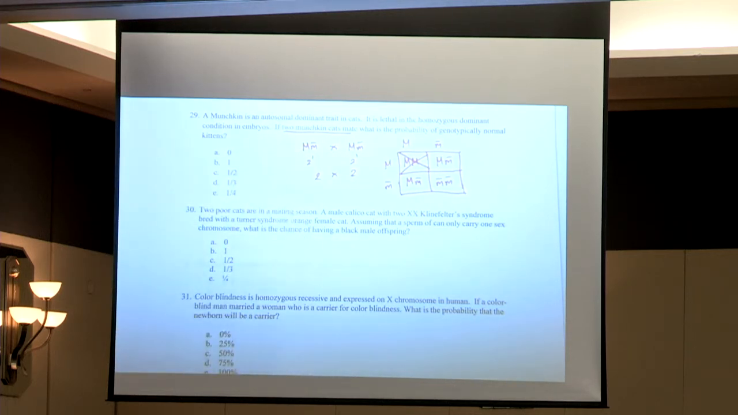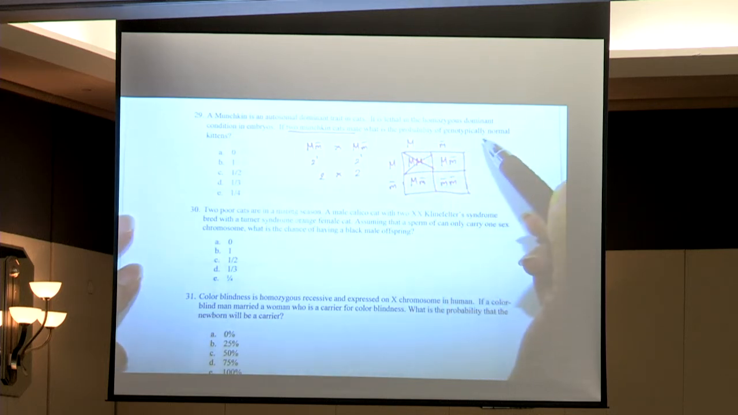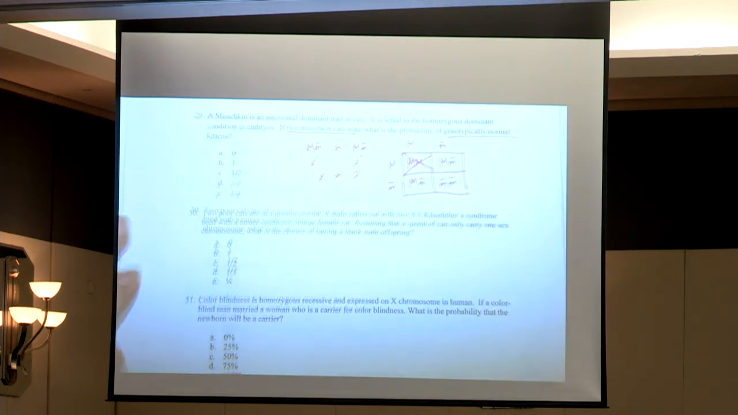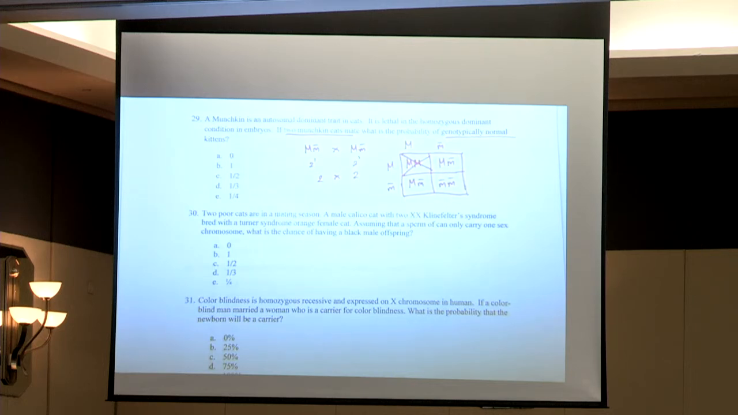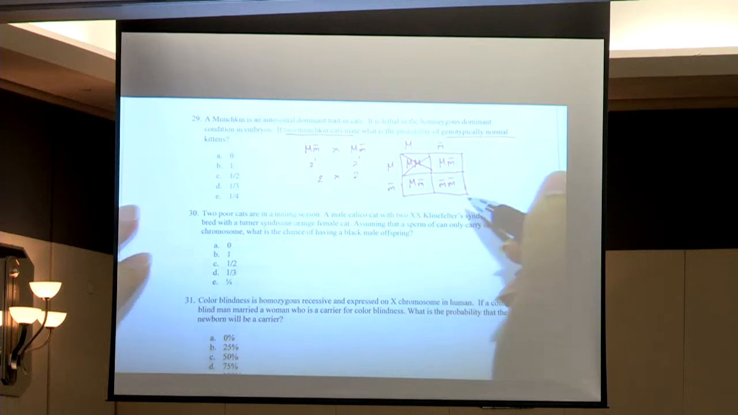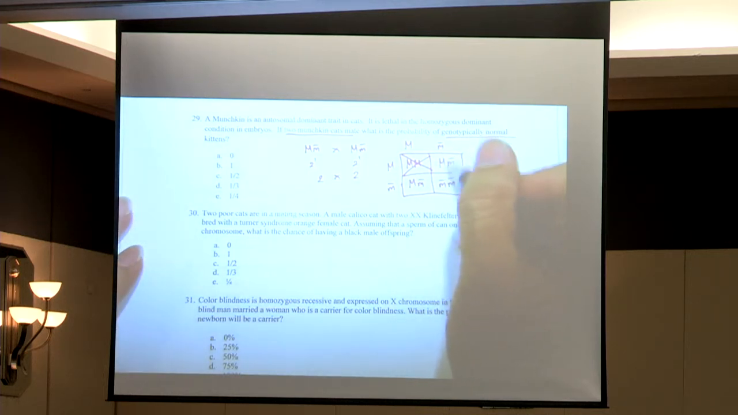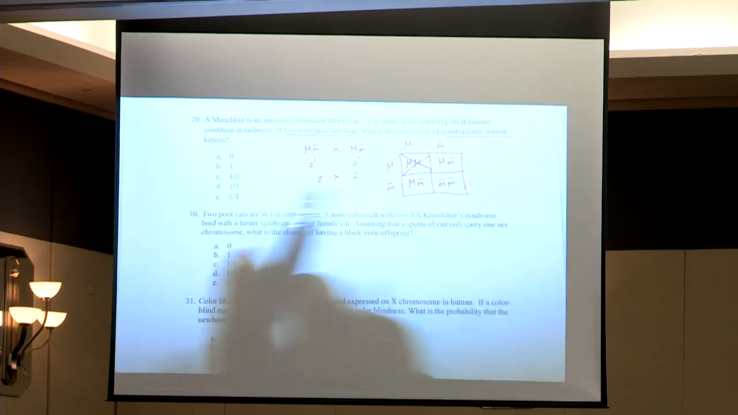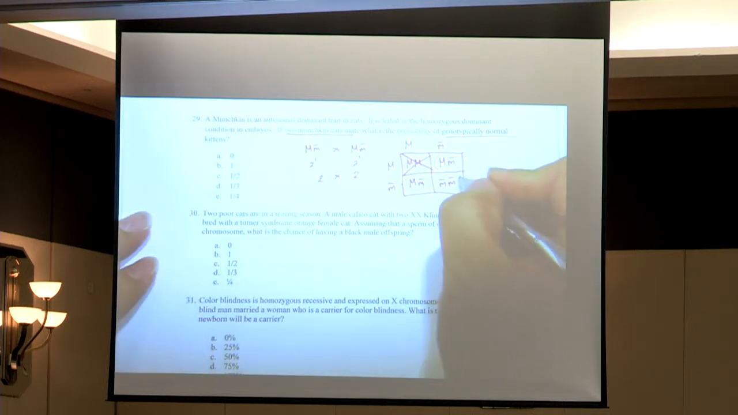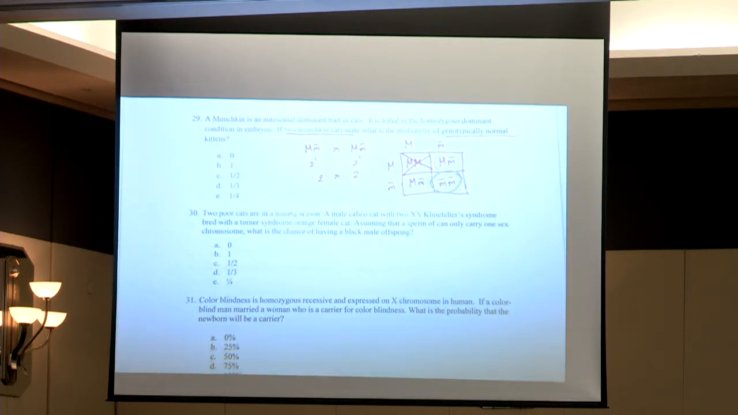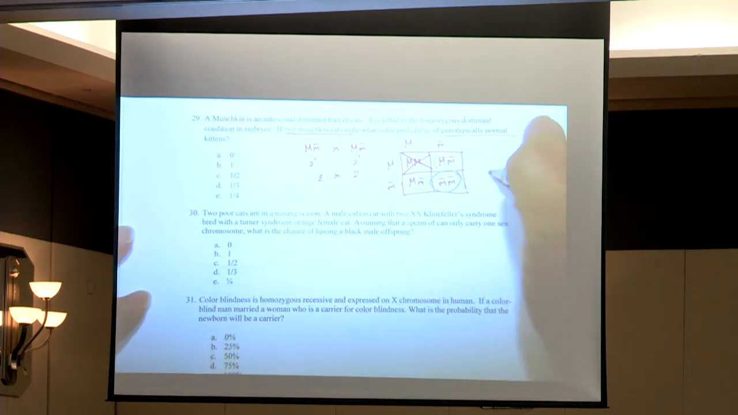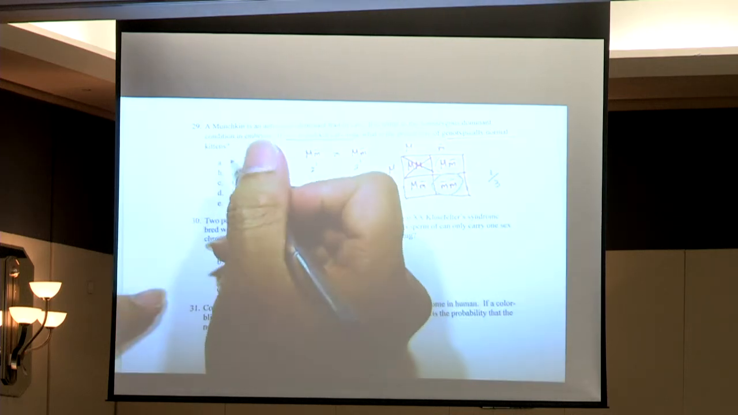The question is asking, what is the probability of genotypically normal? What does it mean by genotypically normal? Normal means it's not affected and it cannot be a carrier, right? Big M is a dominant gene, so it cannot have that. I'm going to use a different color here. That one is what we're looking for, genotypically normal. So the answer is 1 over 3, right? Because we don't count the one that is lethal.